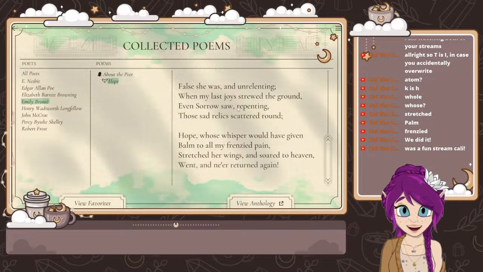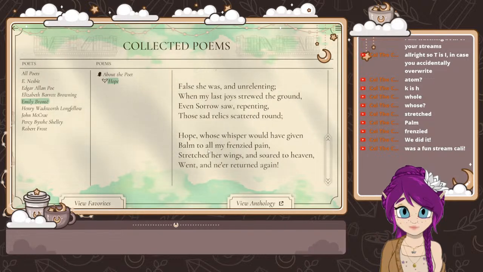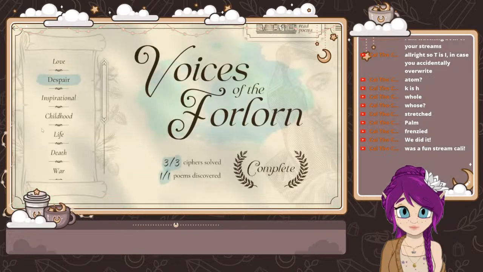Oh, despair. We were hoping for hope, but hope ran away. Flew away, really. Well, that was a lot of fun. That was beautiful. Quite enjoyed that.